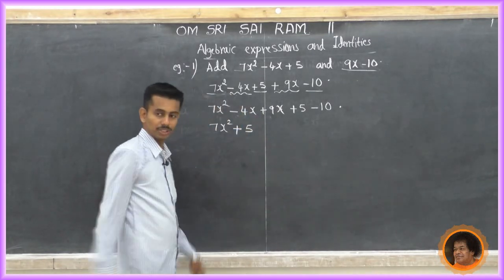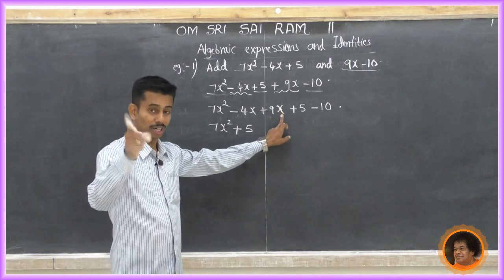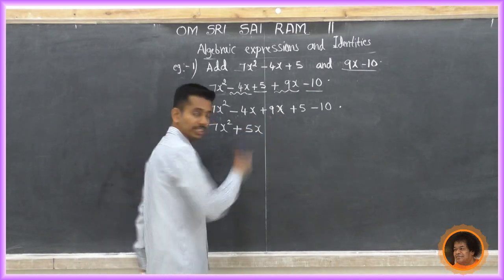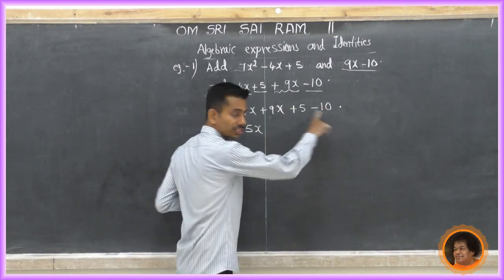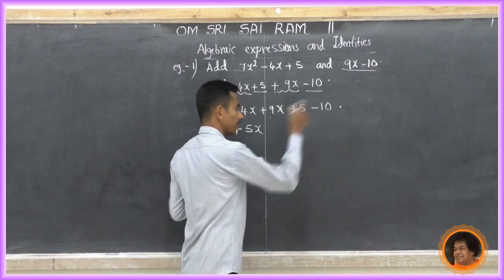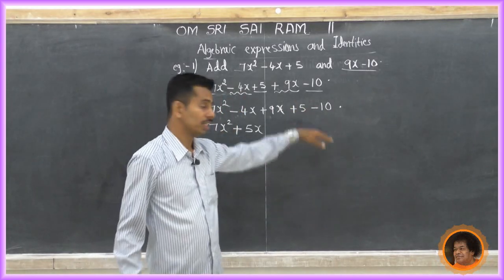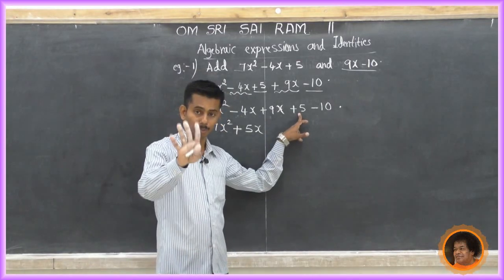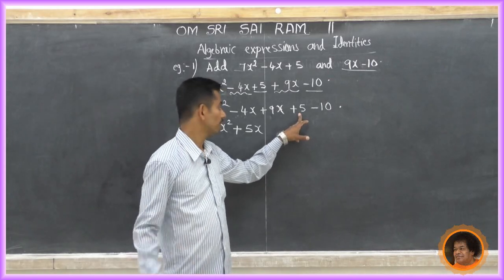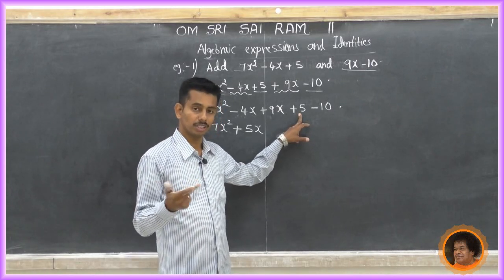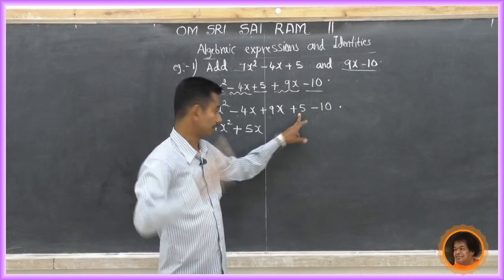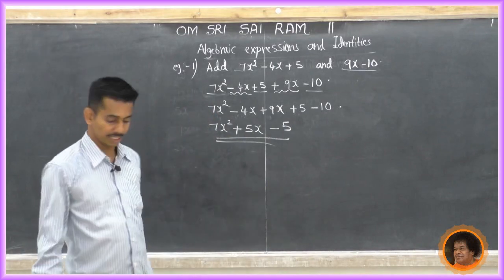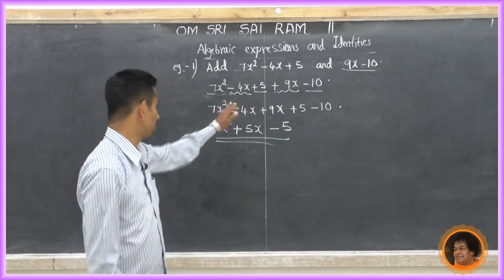How many rupees do you have? That is 5 rupees. Then x, it is not x squared. If a pen is added to a pen, it is not pen squared, it is always pen. That is x. Plus 5 and minus 10, what do we get? You have 5 rupees in your pocket and you have to give someone 10 rupees. How to give? You have only 5 rupees, so you have to take a loan of 5 rupees. That is, the loan amount is 5. So what is the answer? 7x squared plus 5x minus 5 is the answer for this question.